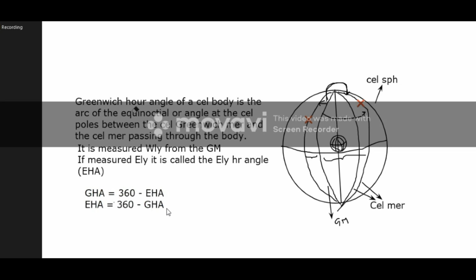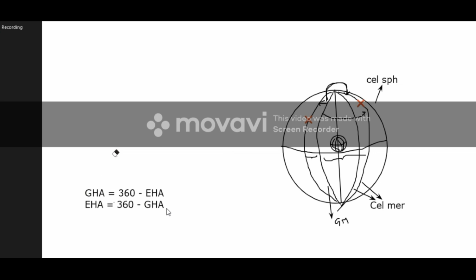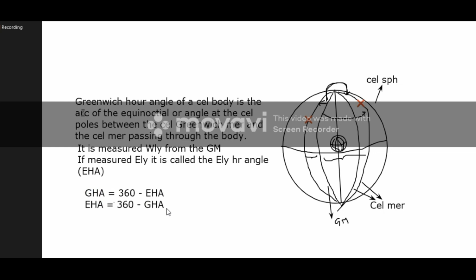Is that okay? Now let us come to LHA. Sir, excuse me, this celestial Greenwich meridian in case of the celestial sphere and Earth, in both cases this is the same, no sir? Yeah, the Greenwich meridian is the same. But on Earth you measure the coordinate by means of longitude. On the celestial sphere you are measuring by means of GHA.